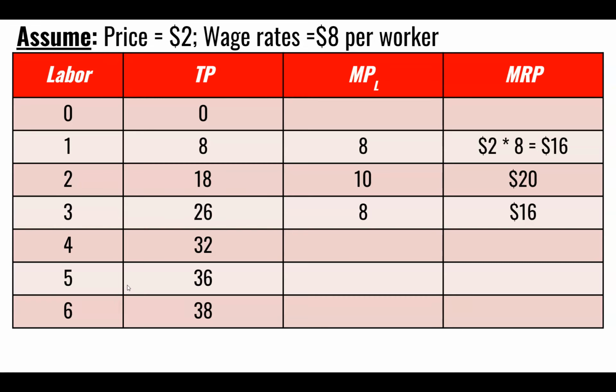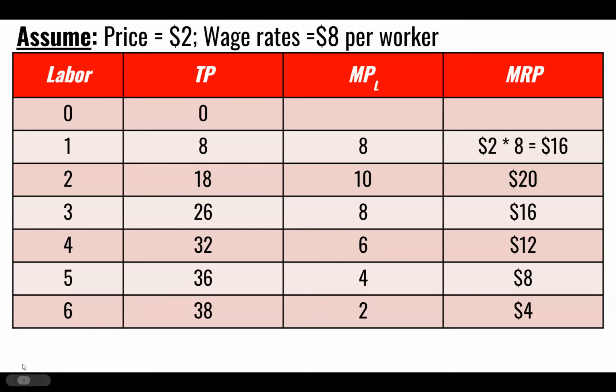We could work through the same process for the remaining workers, seeing that the fourth worker's marginal product was 6. The fifth was 4, and the sixth was 2, which means that their marginal revenue product for the fourth worker was $12. That's the value he's creating. The fifth worker's value was $8, and the sixth was 4.